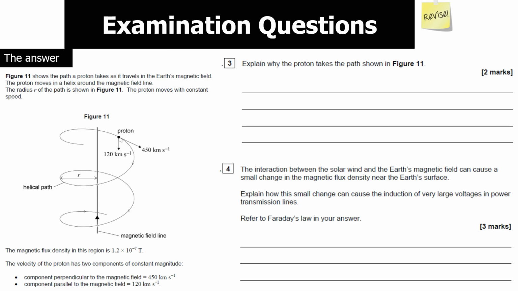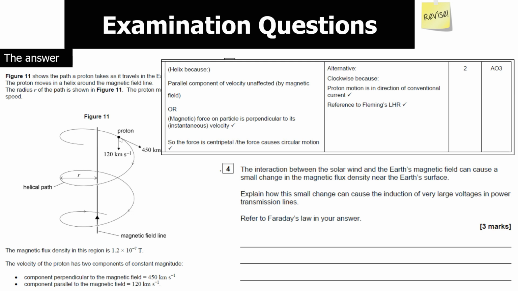Right, so how do you answer this first question? Like we mentioned before, it's very important to note that the parallel component of the velocity is unaffected by the magnetic field, because it works perpendicular to the velocity. So the magnetic force is the centripetal force, and the centripetal force will always act perpendicular to the motion of the object. So therefore the centripetal force will cause the circular motion.